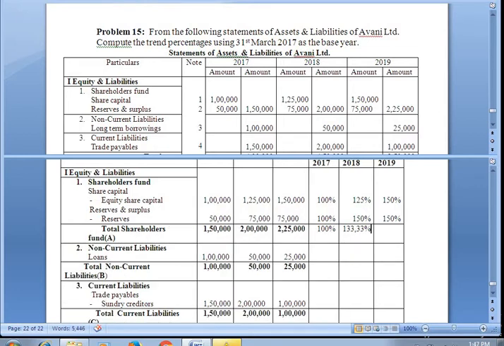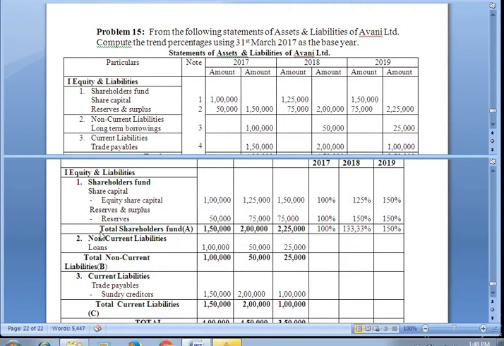133.33%. Okay, next one is 2019. 2,25,000 divided by 1,50,000 into 100 is 150%. Okay. Next one is non-current liabilities.